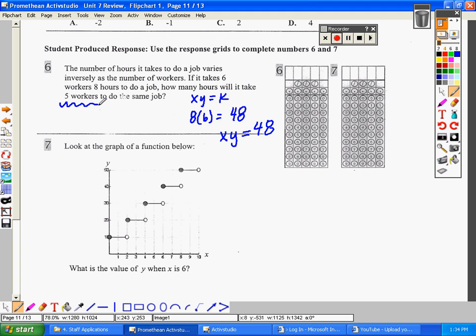If there are 5 workers, I would divide 48 by 5 and get exactly 9.6 hours. What is the value of y when x is 6? So I go over to x of 6, and I go up. Remember, open circle does not include it, so I go up to the closed circle, and I get 40.